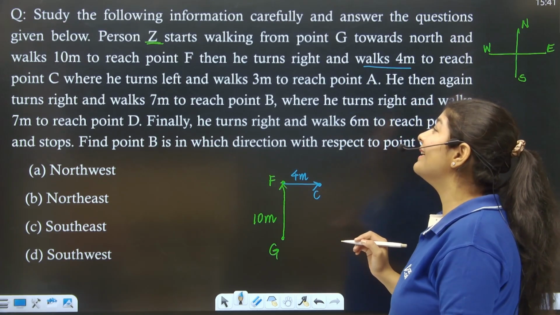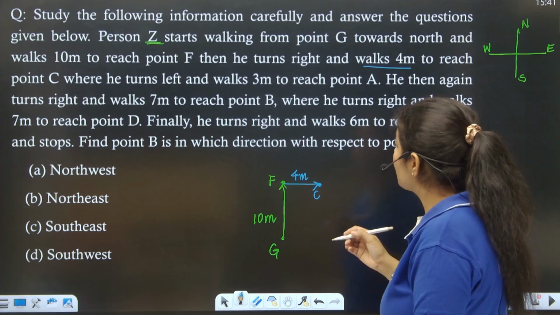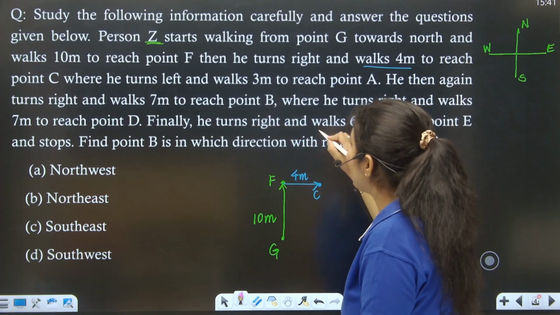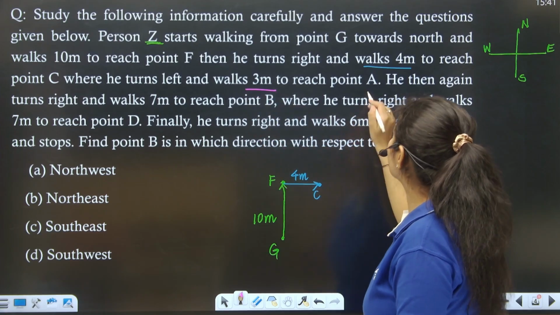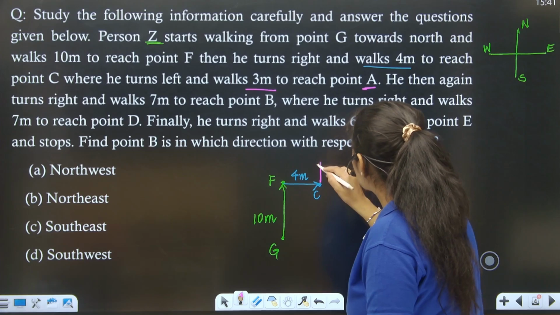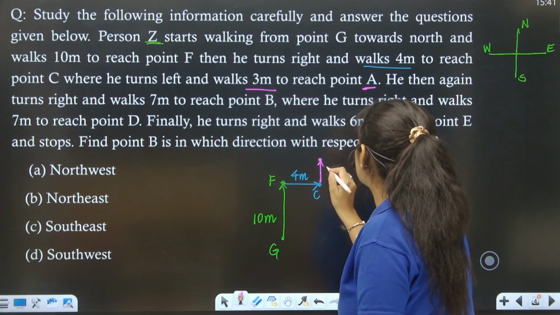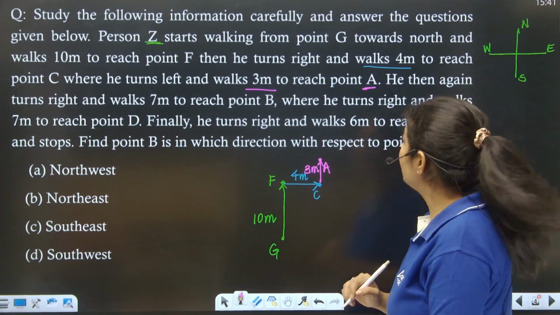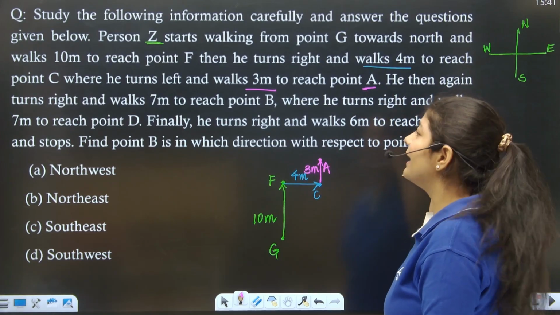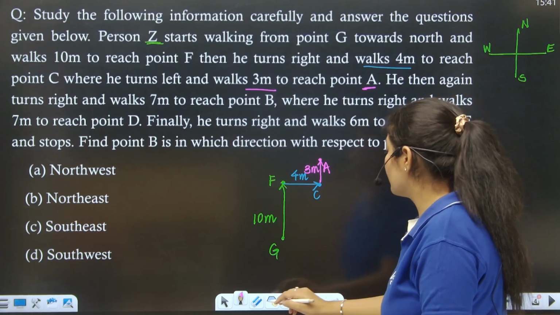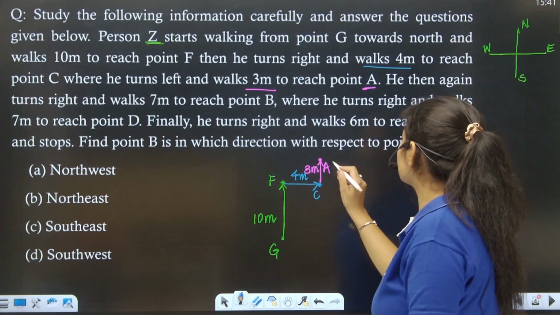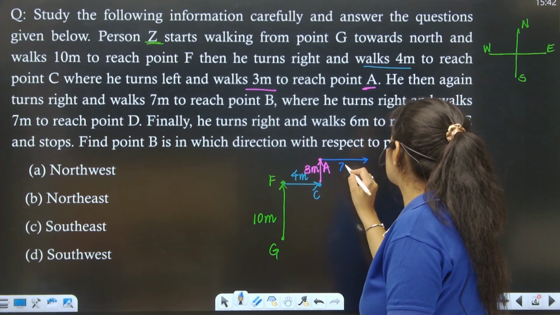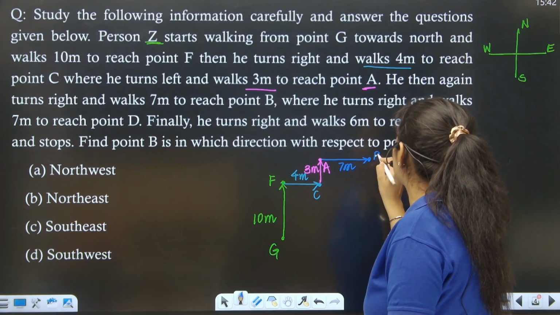Next, he turns left and walks 3 meters to reach point A. Again there's a movement, and left means anti-clockwise, with a movement of 3 meters to reach point A. So let's suppose this is my point A and this distance is 3 meters. Next, he again turns right and walks 7 meters to reach point B. Right means in this direction, and a distance of 7 meters. So let's suppose this is 7 meters and we reach point B.